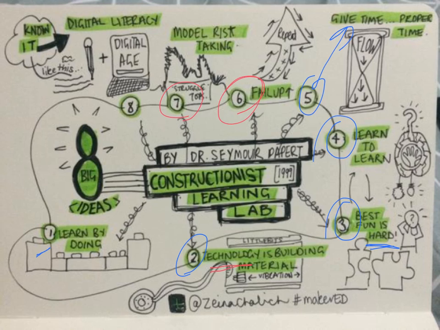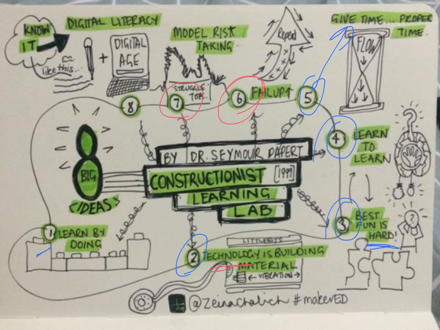Model that risk-taking. Oh, I'm not quite sure how this works. Let's try it together. What happens if we do this? And in that way, you're saying to the students, it's okay to try. It's okay to explore and to tinker and to see what happens.